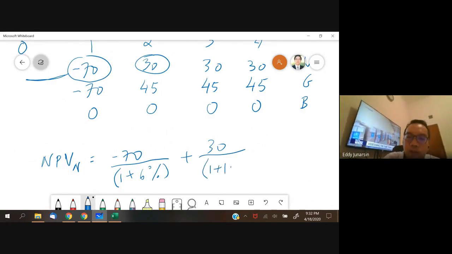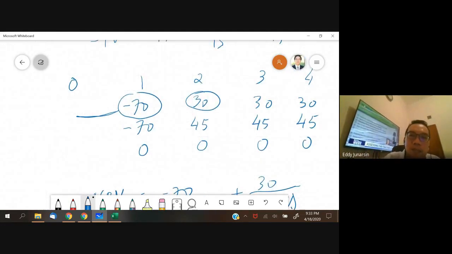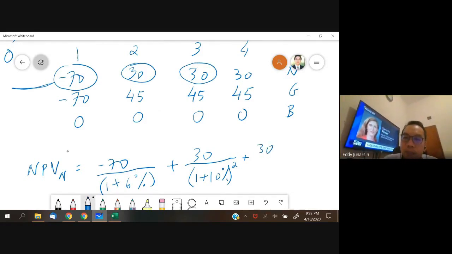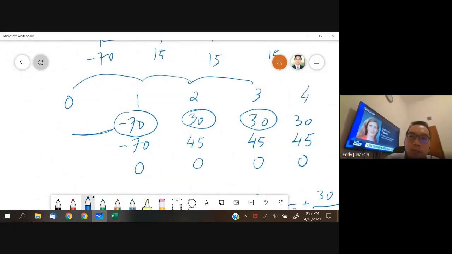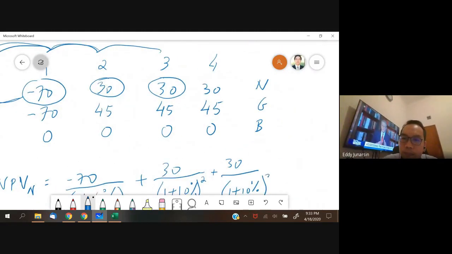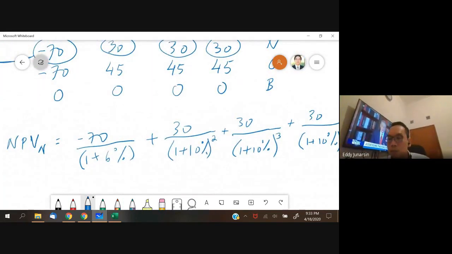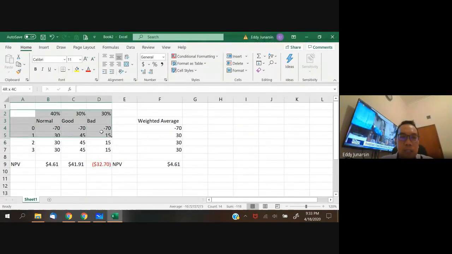divided by 1 plus the cost of capital, because now we start talking about the required return by investors, right? So to the power of how many steps is it? 1 and 2, so to the power of 2. And then this one, 30 divided by 1 plus 10%. How many steps? I suppose 3 steps, 1, 2, 3, so to the power of 3. And this one, 1 plus 10% to the power of 4. And the process will be similar for other scenarios. So let's do it in Excel. Now things change a bit, right?